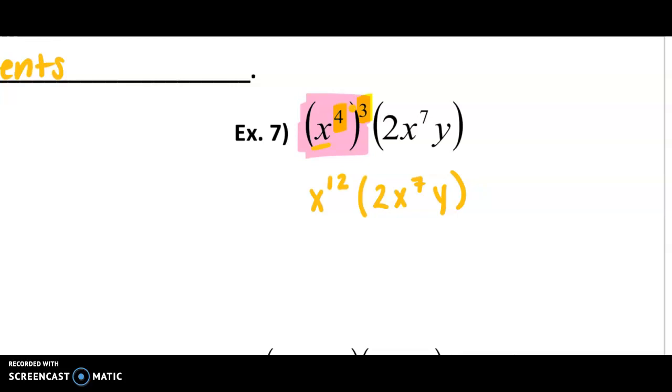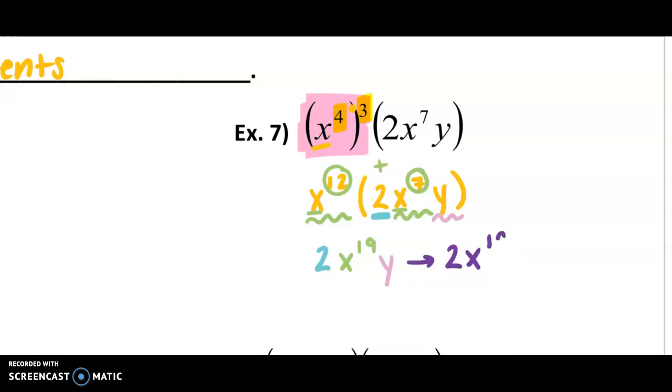So now this problem that we're left with is very much similar to what we were just doing up above. So now I'm going to start looking to simplify. The 2 is by itself, so that just comes back down. I have x to the 12th and I have x to the 7th. When I'm multiplying and I have the same base, I add the exponents. So this would be x to the 19th. Then I just have this y that's by itself, so that would just be brought down just like the 2 was. So my final answer would be 2x to the 19th times y.